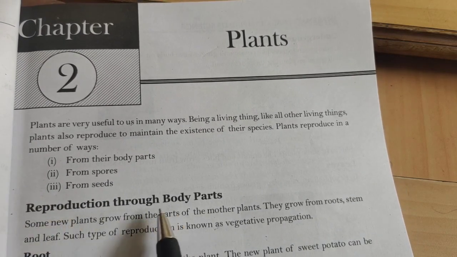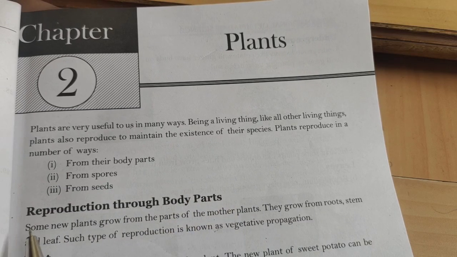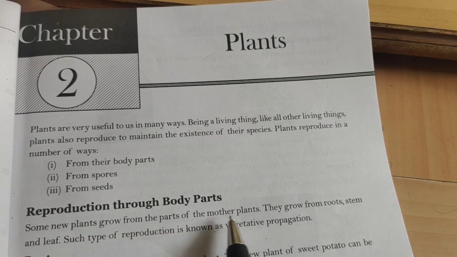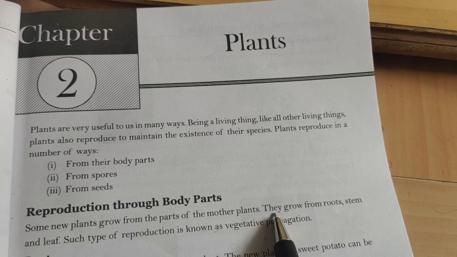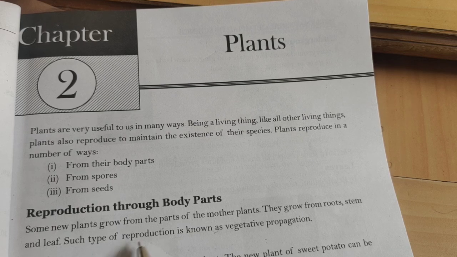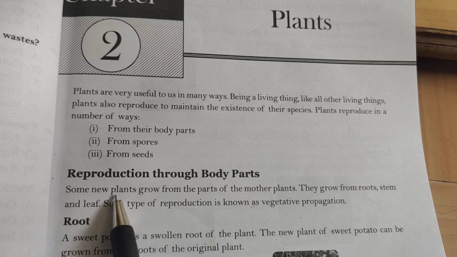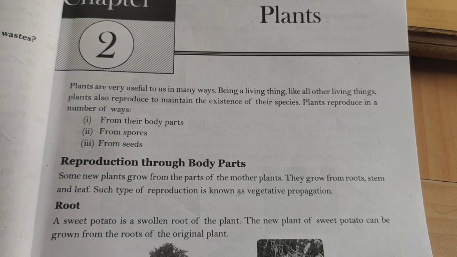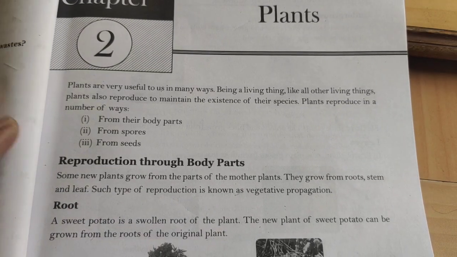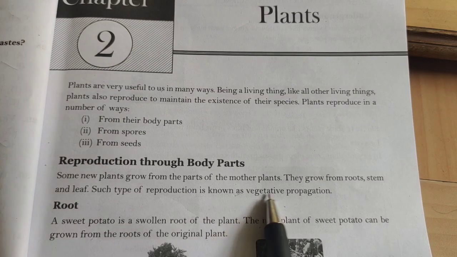Okay, reproduction through body parts. How does a plant reproduce through its body parts? We'll see now. Some new plants grow from the parts of the mother plants. They grow from roots, stem and leaf. Such type of reproduction is known as vegetative propagation. You may see some plant will be cut and put into the soil. It will grow. This is called vegetative propagation.